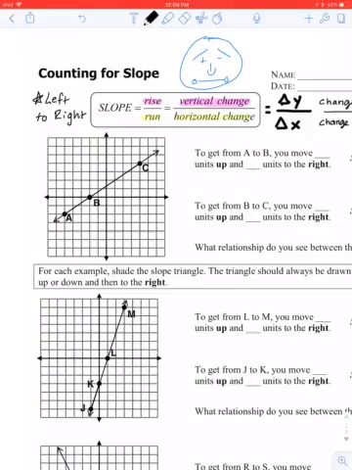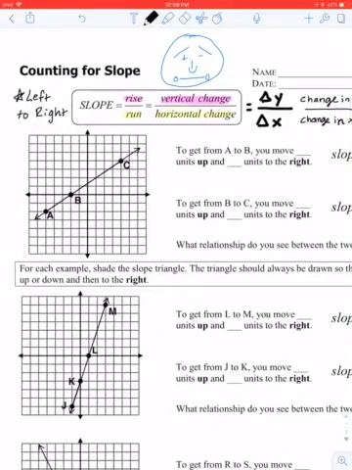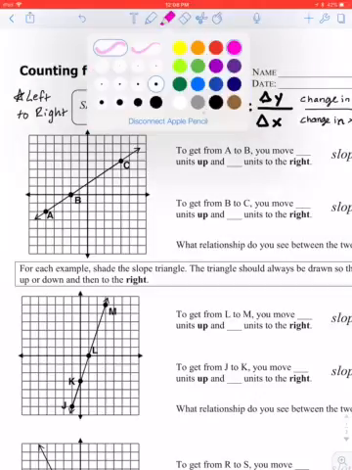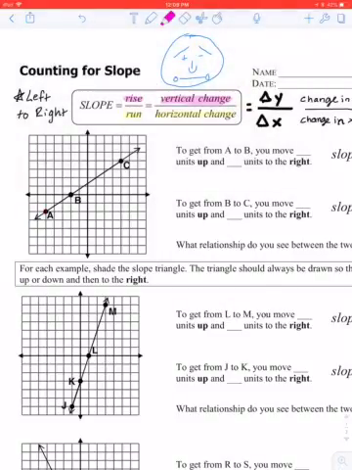All right, so let's look at the first question here. It says to get from A to B, you move blank units up. So let's look at where A is, and we're going to go up first, which is a vertical change. So from A to B, I want to know how many units up do I need to move. I'm going to start right here at A, and I'm going to go up 2 units so that now I'm on the same level as B. So we're going to move 2 units up.